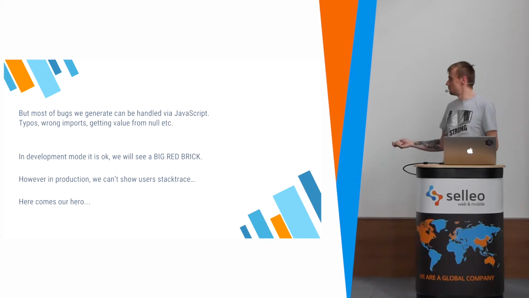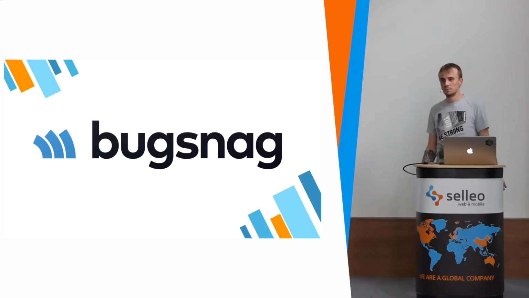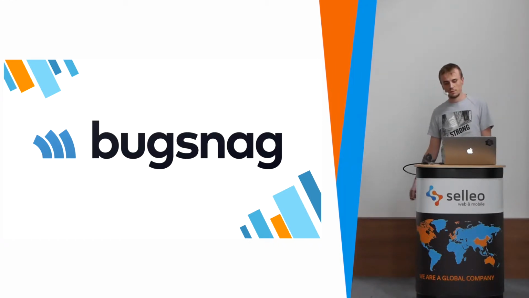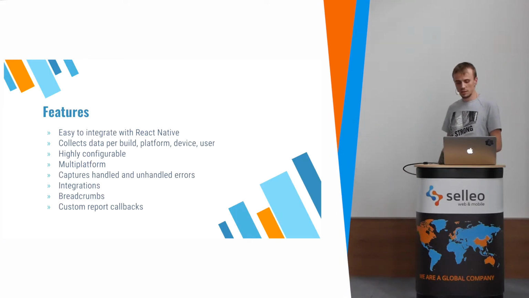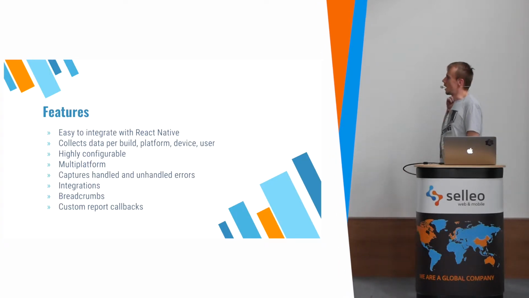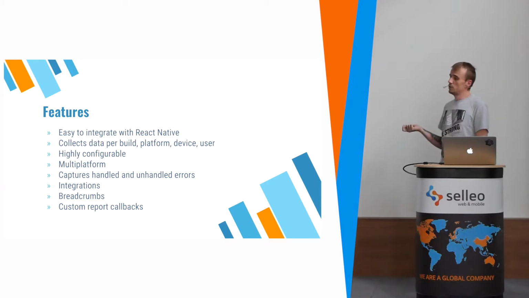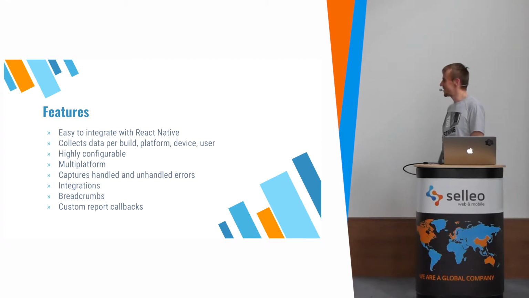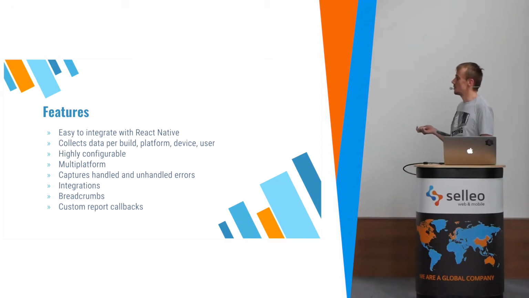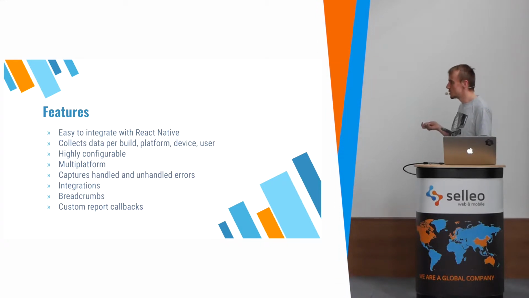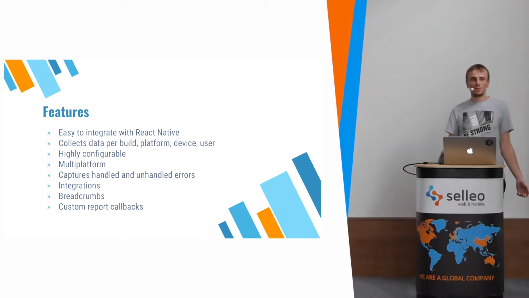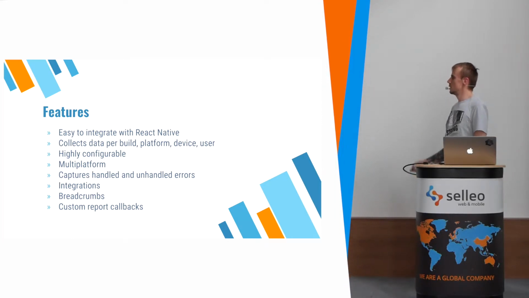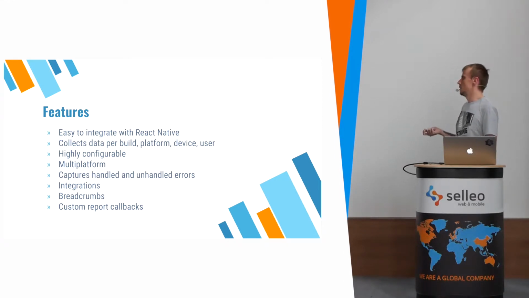And here comes our hero. This is Bugsnag. This is a tool. For me, it's the best tool I have worked with for collecting bugs. Its features are: it is easy to integrate into React Native, but also many other platforms like React, Angular, and so on. It collects data per build, per platform, device, or user. Additionally, it adds, for example, battery level, network status, and so on. It is highly configurable. It is multi-platform.